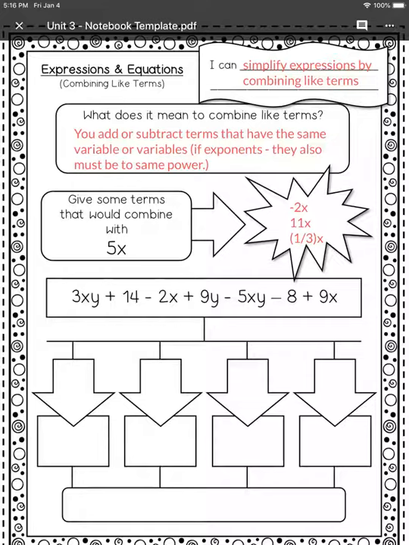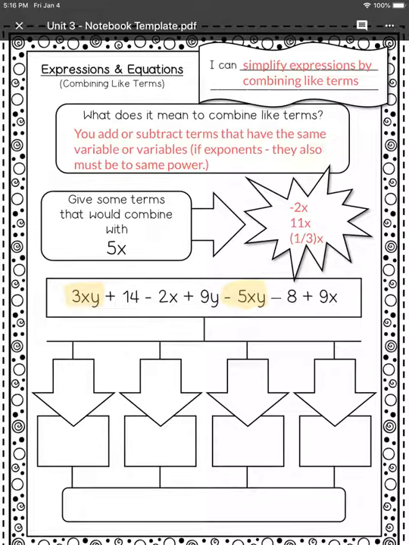I notice that the first term that I see is 3xy. Do I see any other xy terms in the problem? And I do. I see a 5xy. Make sure you include the negative sign in front of the 5xy. You always take the sign that's in front of the number. Now, I don't see any other 5xy's.